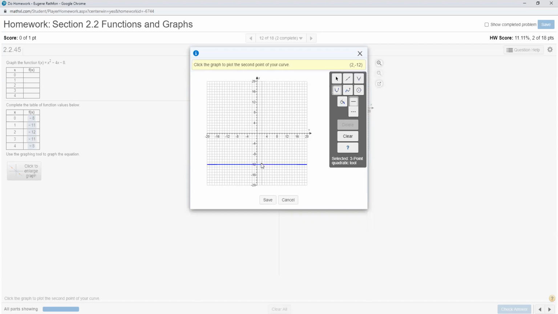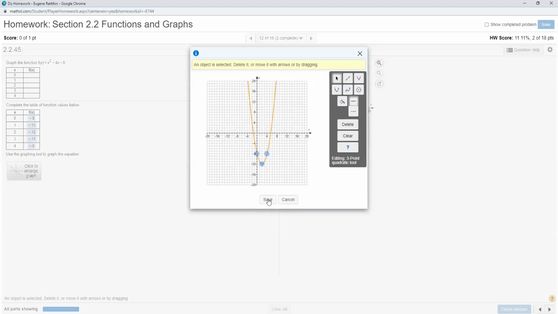Click that one. Now, this one needs a point on both sides. So I'm going to have to pick 0 or 1 for the left side, and then the 3 or 4 for the x's on the other side. So I'm going to use 0, -8 on that left side. So there's 0, -8. And on the other side, I'm going to use the 4, -8. So here's 4 and then go down to -8. So I got my 3 points now.